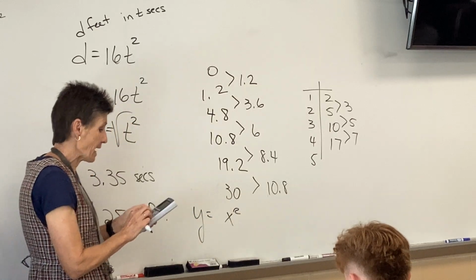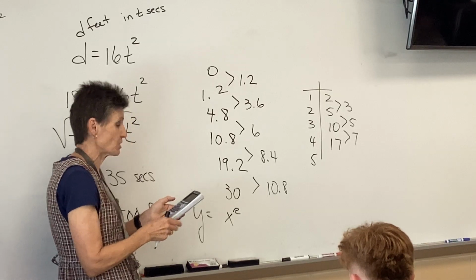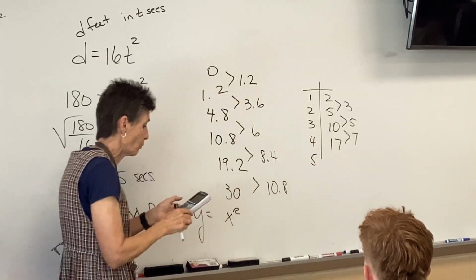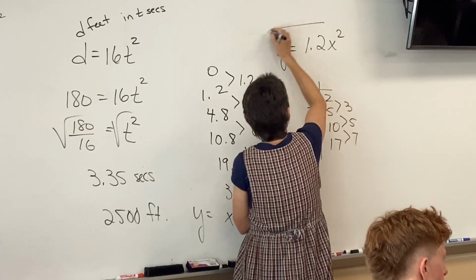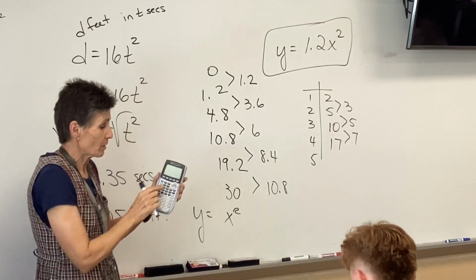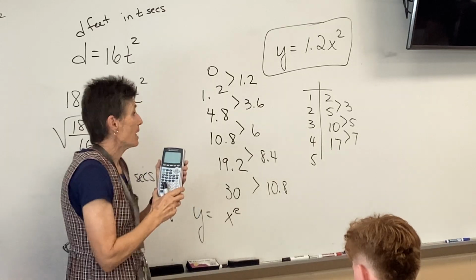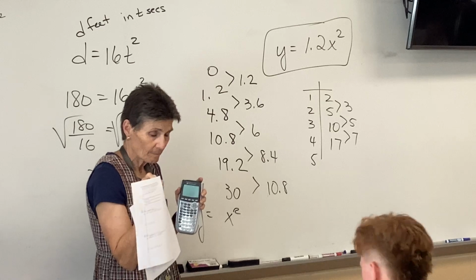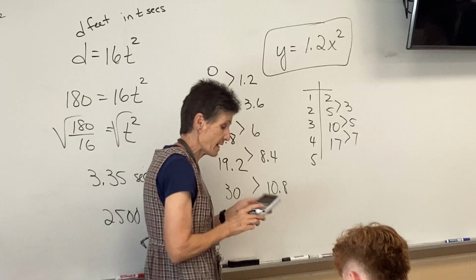And then go to stat, calc, quadratic regression, because you figured out this was quadratic, so you know which button to press. And your equation is 1.2 x squared. So you go to stat, and then you press edit, that's when you put in all your numbers. L1 is the x's, L2 is the y's.